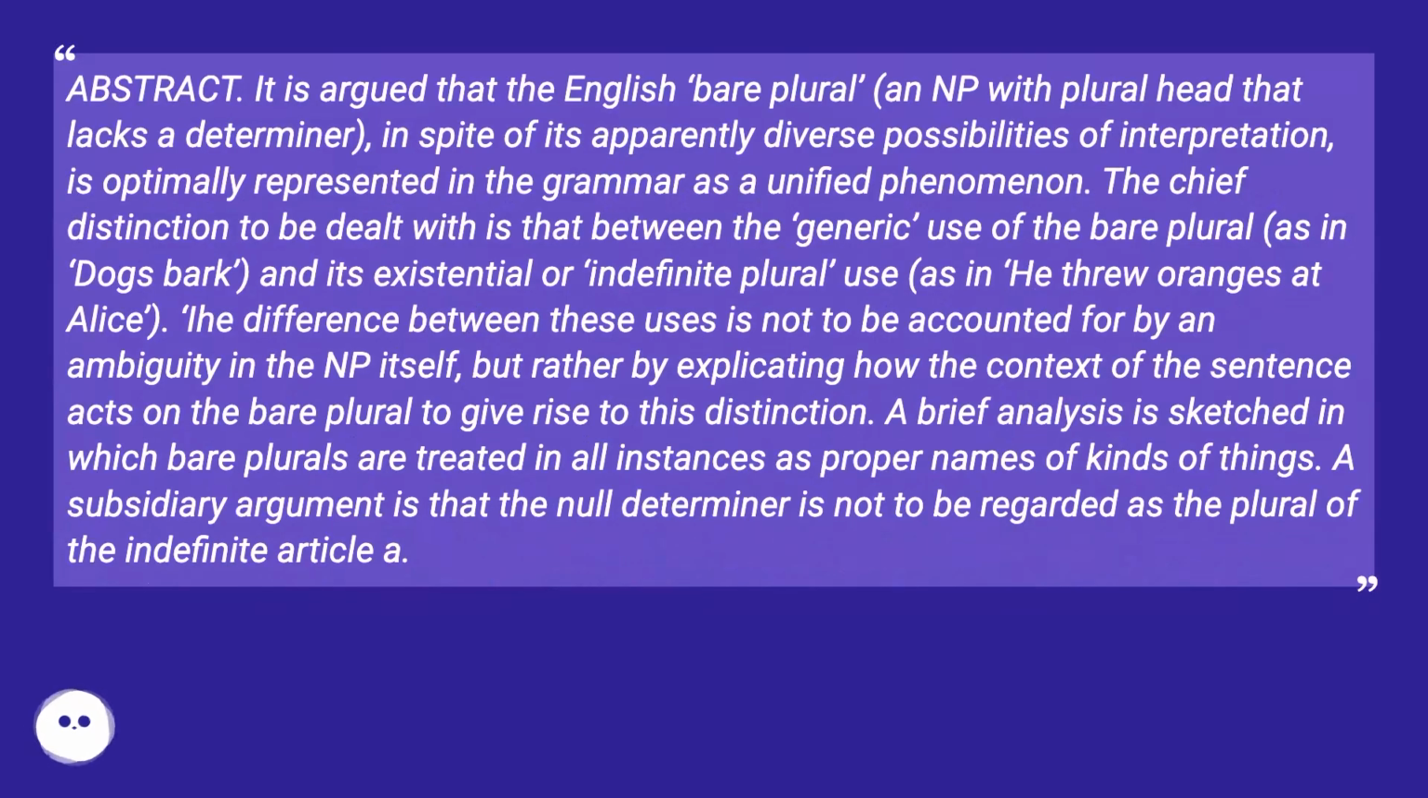Abstract. It is argued that the English bare plural, an NP with plural head that lacks a determiner, in spite of its apparently diverse possibilities of interpretation, is optimally represented in the grammar as a unified phenomenon. The chief distinction to be dealt with is that between the generic use of the bare plural, as in "dogs bark," and its existential or indefinite plural use, as in "he threw oranges at Alice." The difference between these uses is not to be accounted for by an ambiguity in the NP itself, but rather by explicating how the context of the sentence acts on the bare plural to give rise to this distinction.